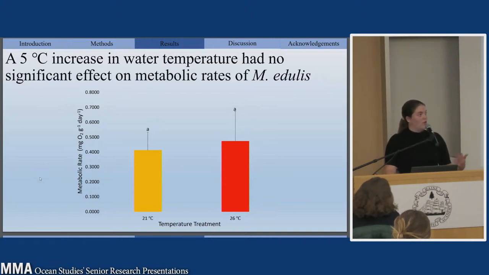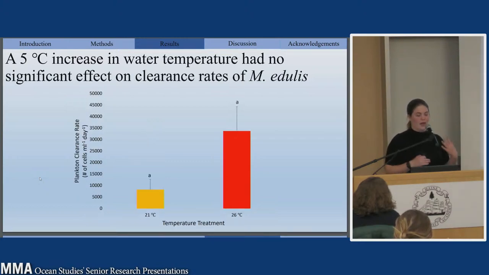And what I found so far from my metabolic rates was that the 5 degree temperature increase had no significant effect on the metabolic rates of the blue mussel. This data suggests that perhaps since my temperature increase is lining up with global climate change models, the blue mussel in the Gulf of Maine may actually be okay. They'll maintain their health through their metabolism and feed just fine.